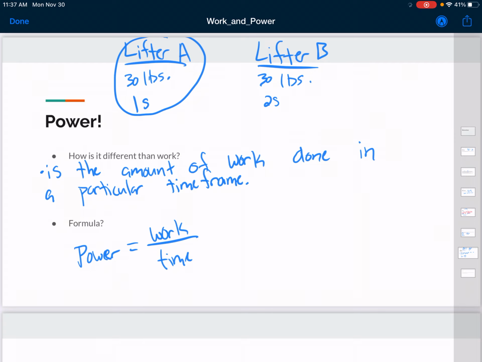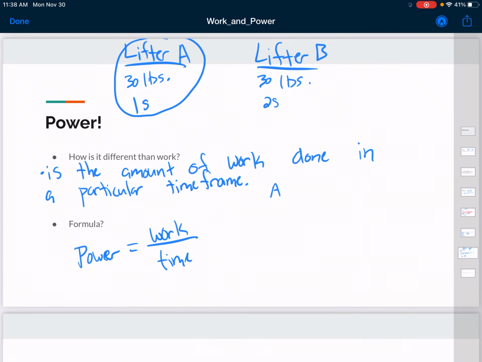So if we do our example up here with lifter A and lifter B, lifter A would have had his answer divided by 1. Lifter B would have had his work divided by 2. So the one that did it in less time actually applied more power to that particular lift or that particular job, whatever it was that they were doing. And we can work through a practice problem here.